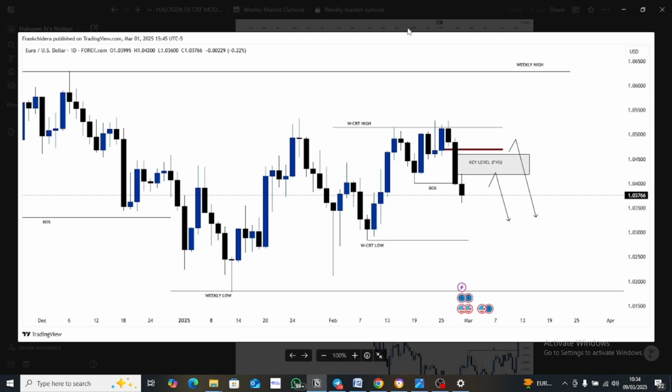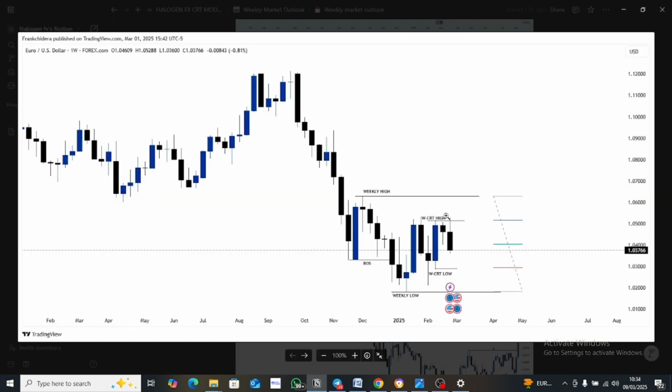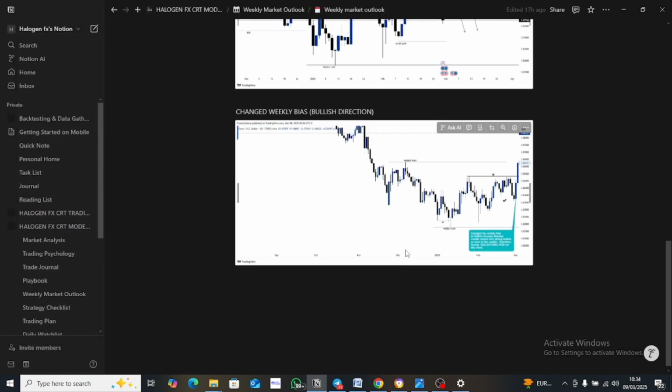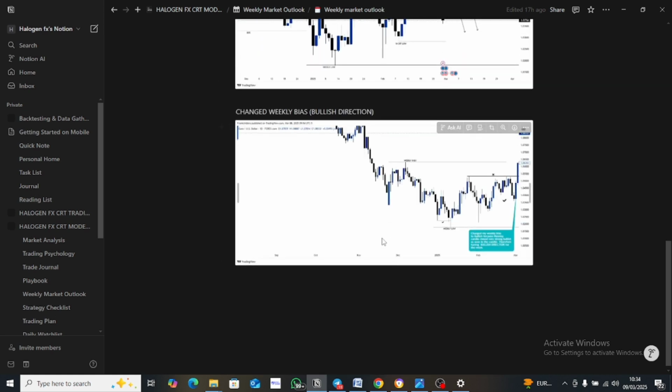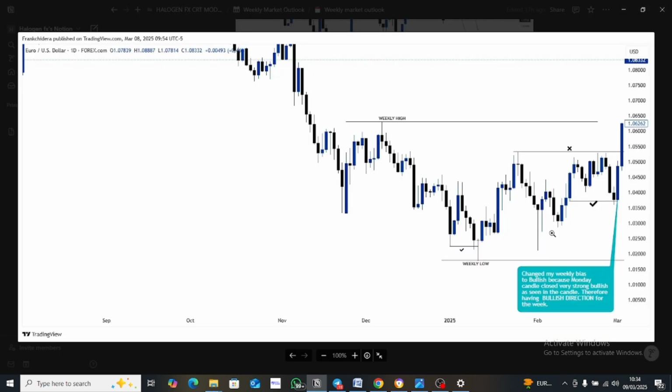But now let me show you what happened on Monday in the market. So you can see I had to change my bias, because after seeing this, I changed my weekly bias to the bullish direction. Look at what I said: change my weekly bias to bullish, because the Monday candle closed very strong bullish, as seen in the candle, therefore having a bullish direction for this week. You can see this candle here. This candle closed very bullish, going into this order block.